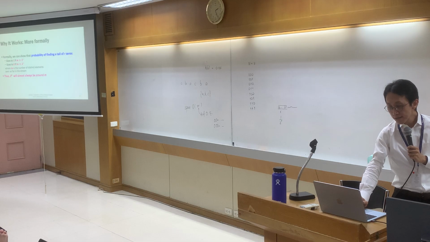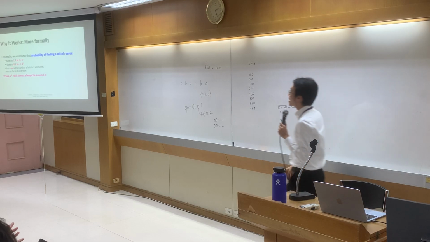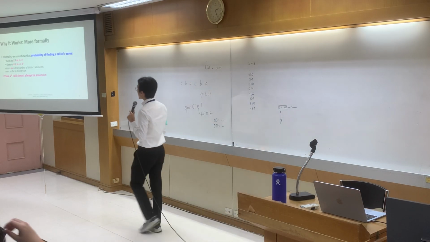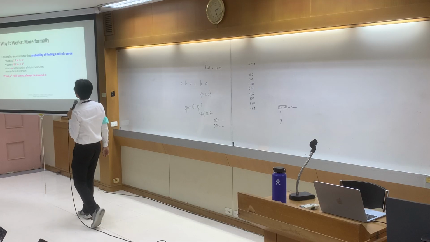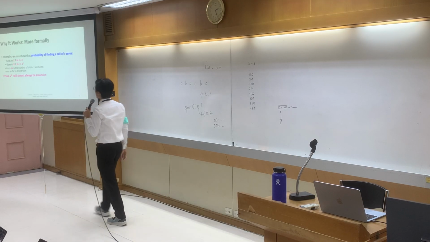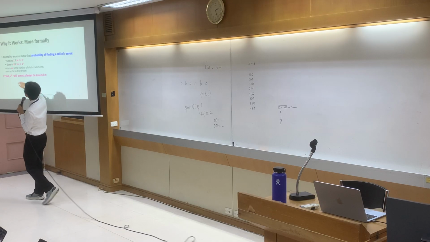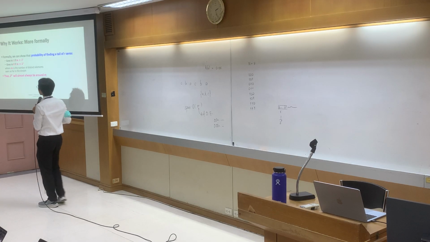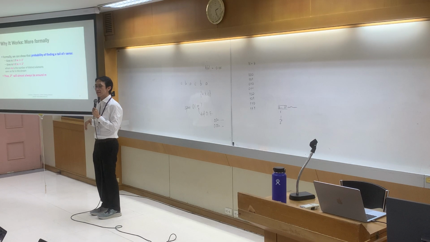But if you want to show this more formally, then we can prove that the probability of finding a tail of r zeros goes to 1 if m, the number of distinct elements, is greater than 2 to the r, or it goes to 0 if m is less than 2 to the r.